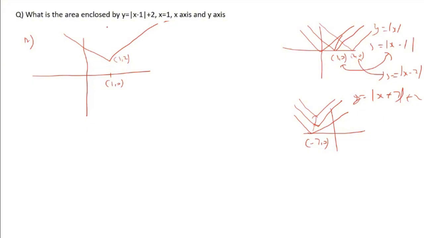X equal to 1 is the second line, which is a fairly simple one to draw. So this will be x equal to 1. Then the x axis and the y axis. This is the x axis, this is the y axis. So what is the area enclosed in that case? This is the area enclosed. I know this point 0, 0. I know this point 1, 0. I know this point 1, 2.